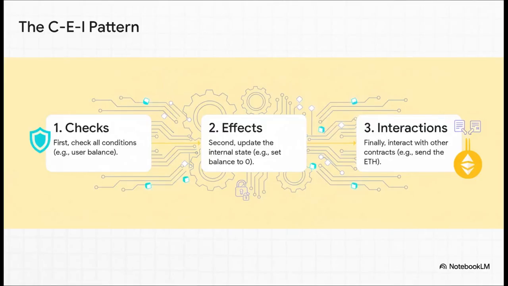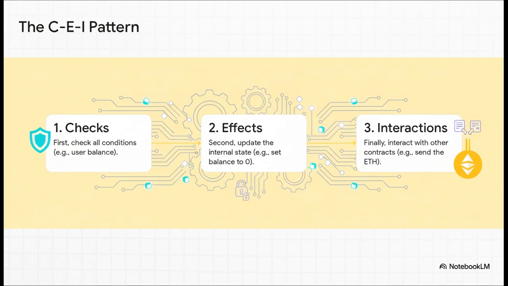The best and most robust defense is just to reorder the whole process. This is the gold standard now. It's called the checks, effects, interactions pattern. It's simple. First, you do all your checks. Then, and this is the game changer, you immediately apply the effects. You update your own internal state.